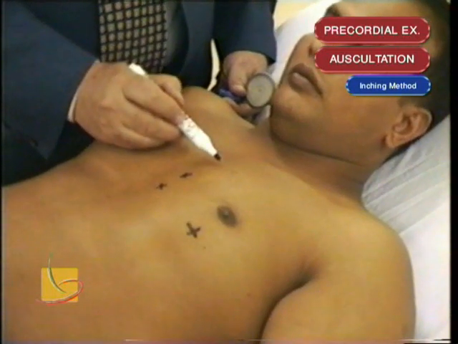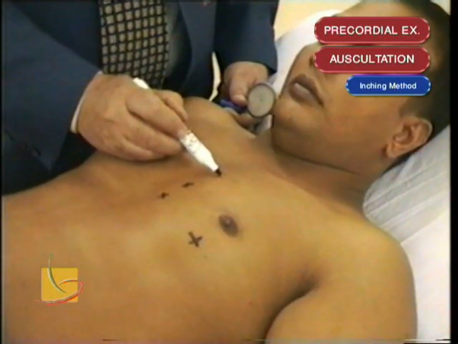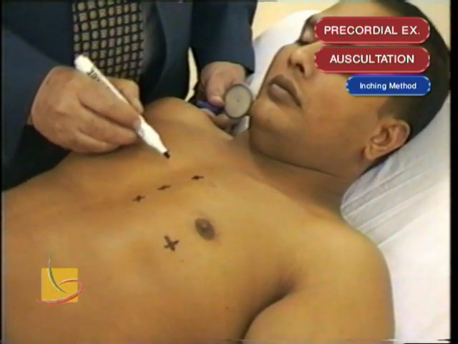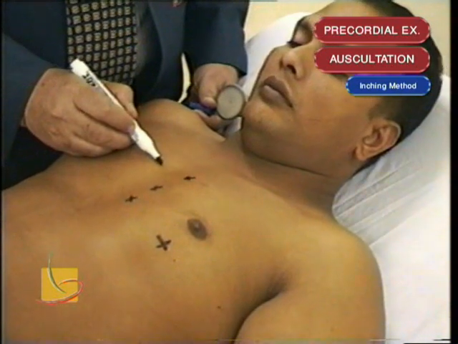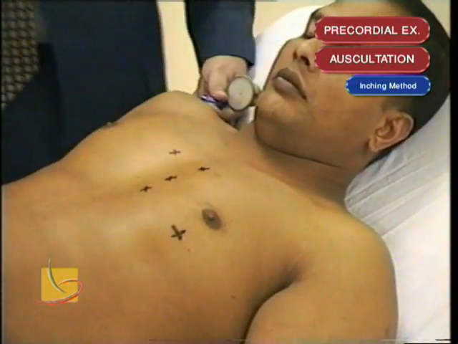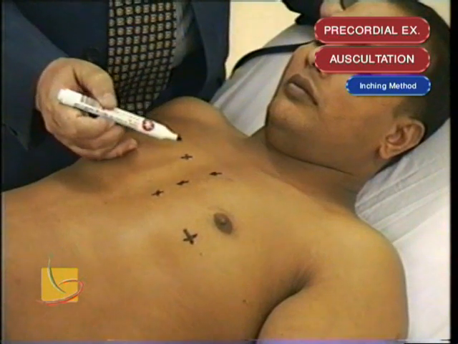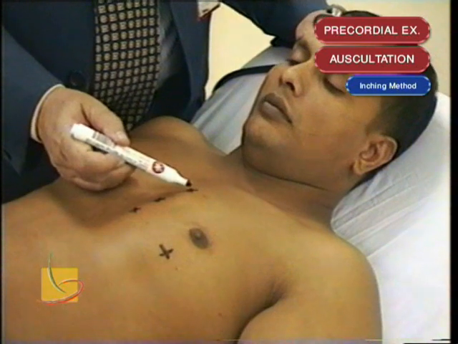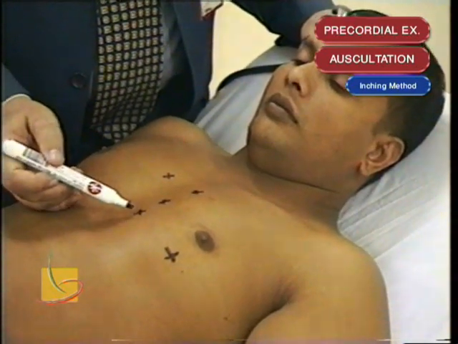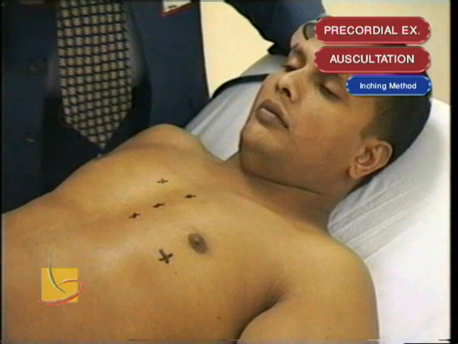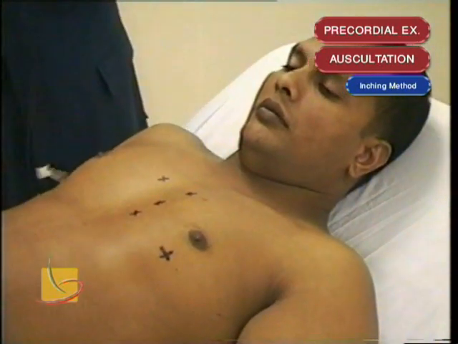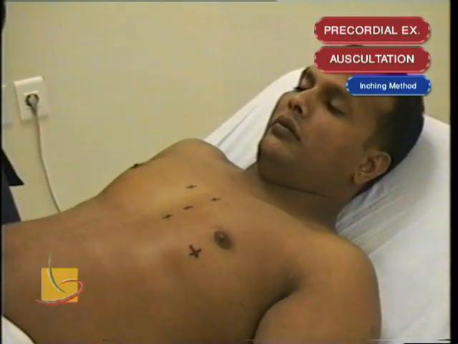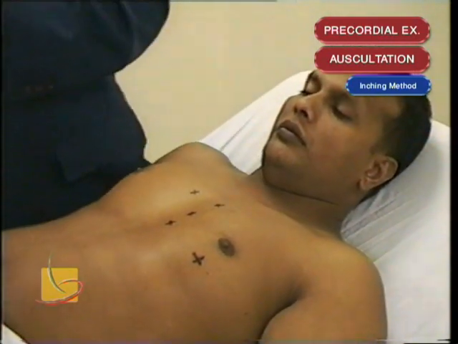In the second left intercostal space, just lateral to the sternum, this will be the pulmonary area. In the second right intercostal space, just lateral to the sternal border, this will be the first aortic area. So we have 5 auscultatory areas: first aortic area, second aortic area, pulmonary area, tricuspid area, and mitral area. Knowing this, we'll proceed with cardiac auscultation and we'll concentrate first on heart sounds.